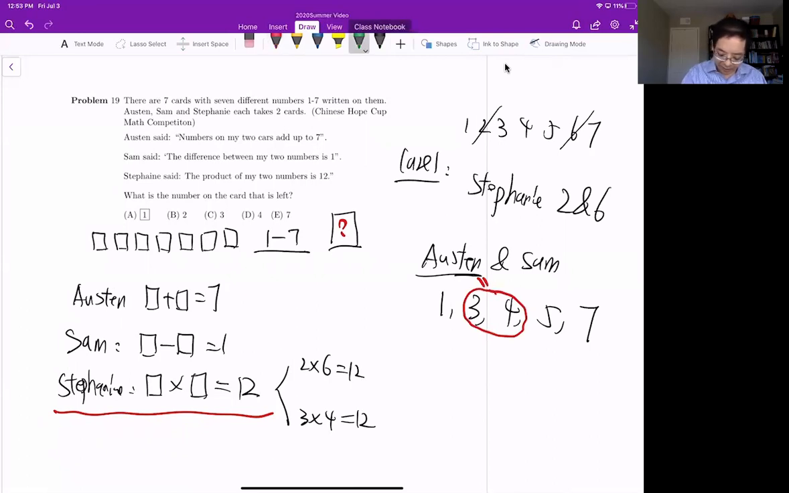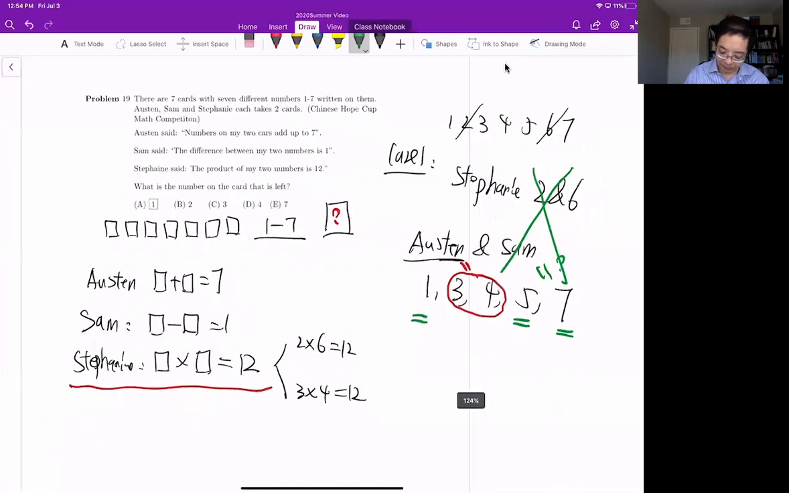But then if you look at what is left, 1, 5, and 7, you cannot pick 2 for Sam, because for Sam the difference has to be 1. So this is impossible, right? So then we say okay.